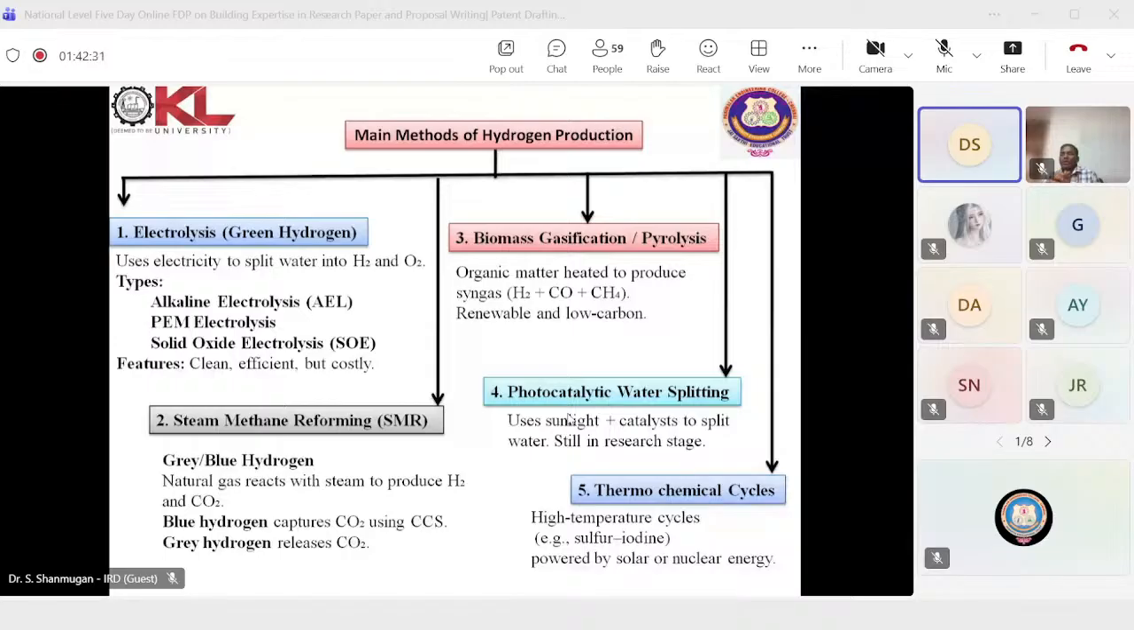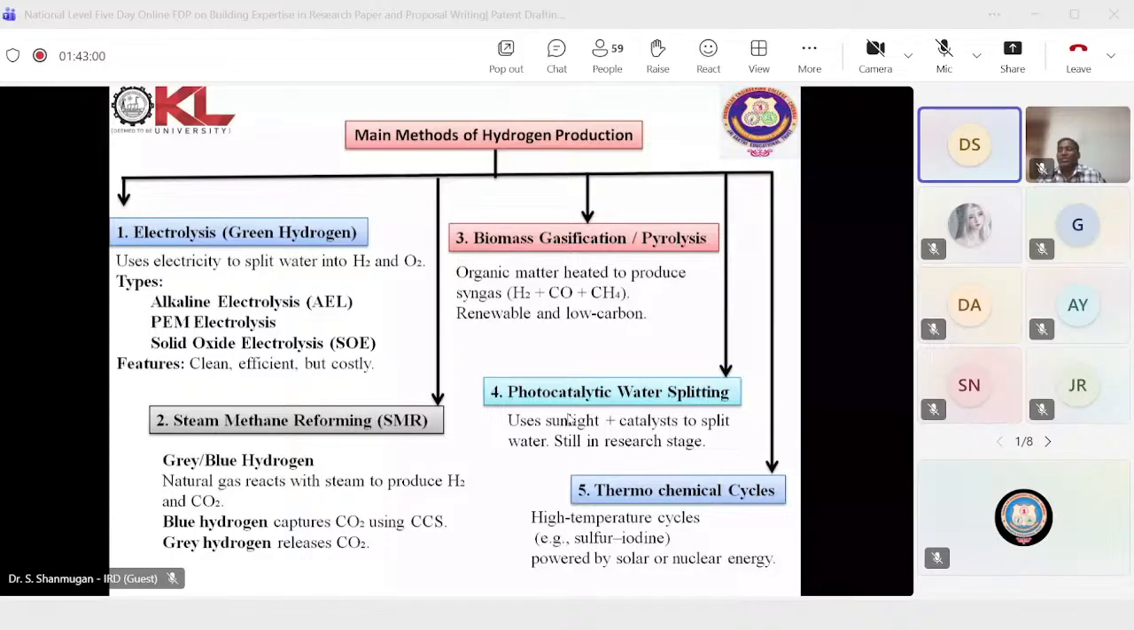After that, you can talk about biogas, and another one is photocatalytic water splitting and thermochemical cycles. All of these can be used for improving and growing hydrogen production, and you can also use them experimentally. Then you can select whichever you want as per your department, whether it is CSE, AIDS, mechanical engineering, civil engineering, or physics and chemistry. You can approach it based on your department.